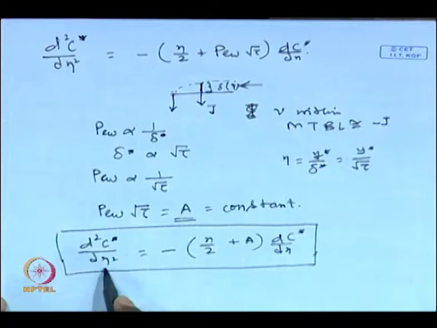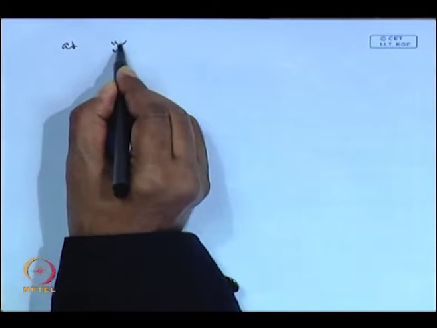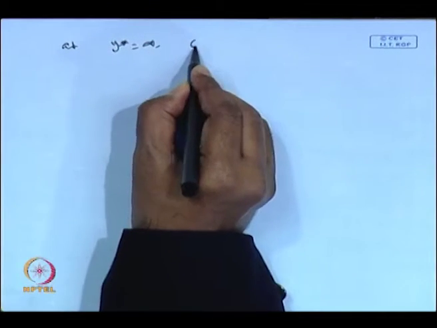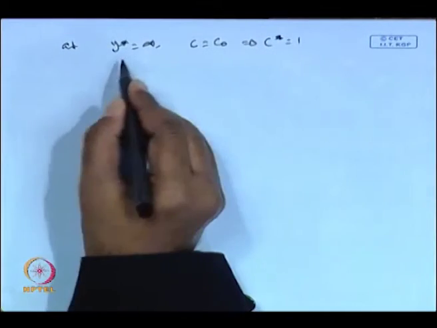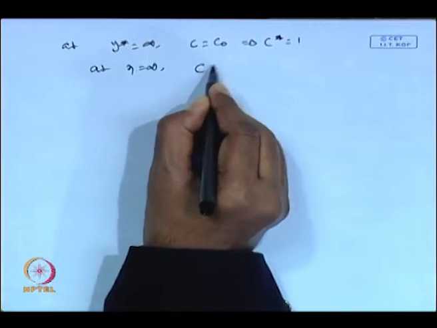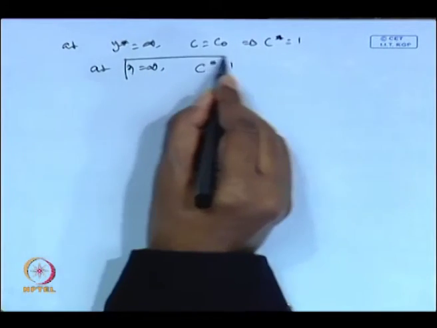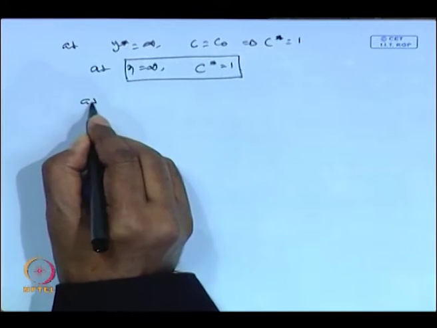Since this is a second order ordinary differential equation with respect to eta, we must have two boundary conditions on eta to solve this governing equation. At y star equal to infinity, c was equal to c naught, or c star is equal to 1. So at eta equal to infinity, we have c star equal to 1. That is one boundary condition expressed in terms of eta, and the other boundary condition was at eta equal to 0.